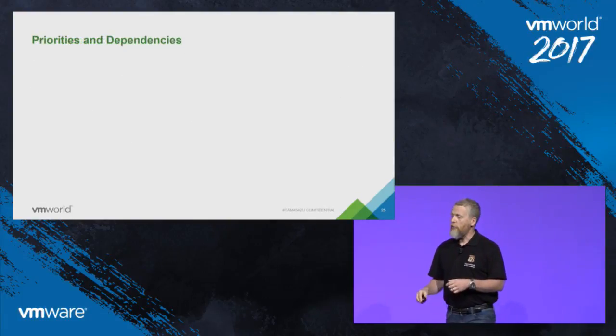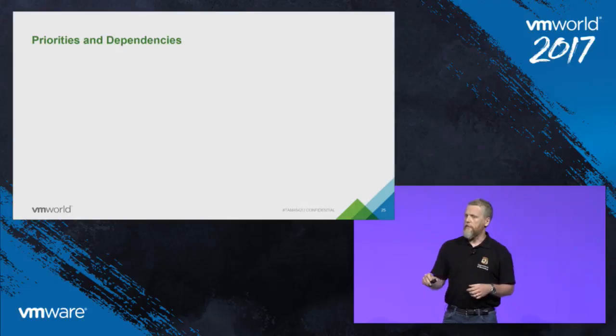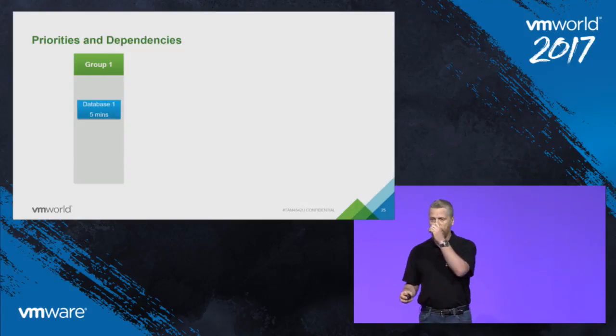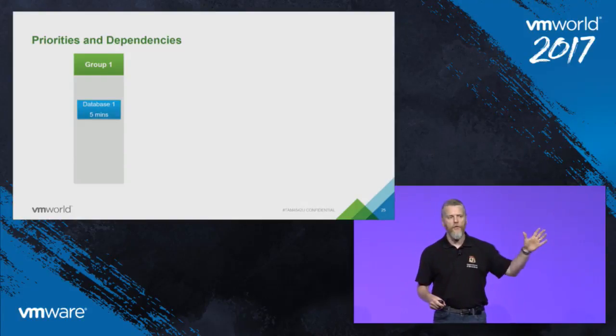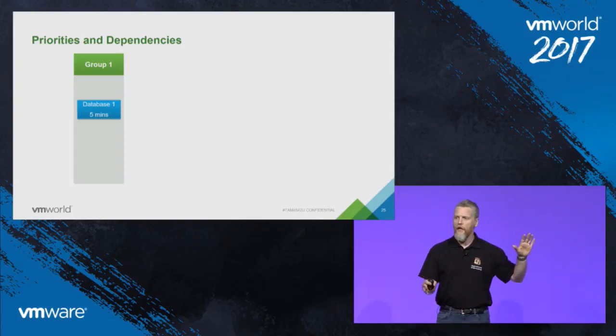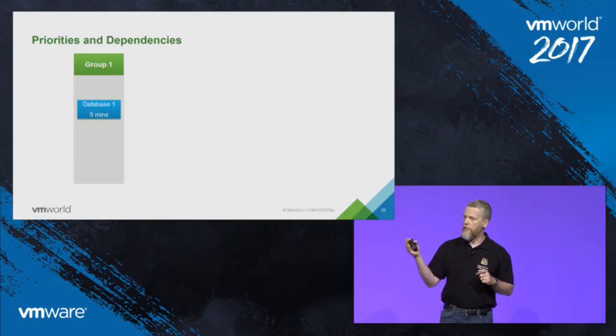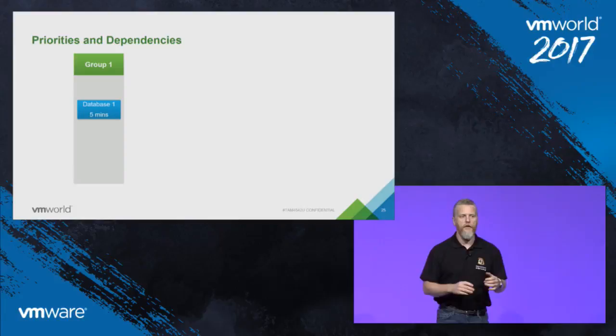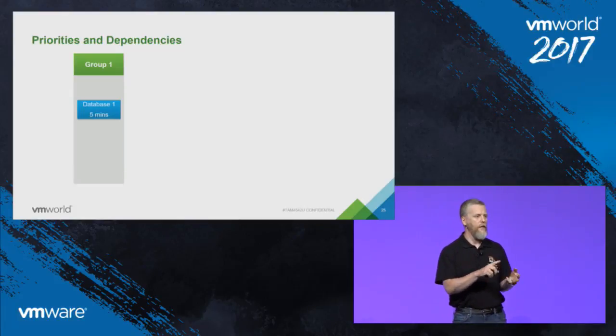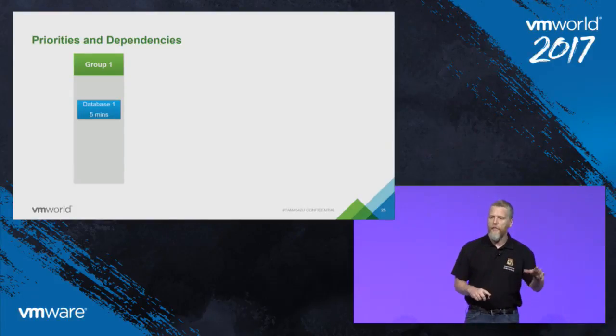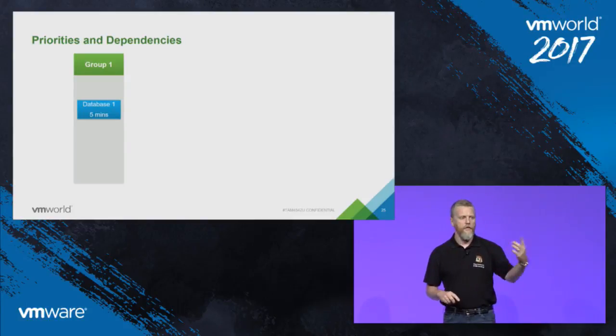So let's talk about priority groups, priorities and dependencies. Within SRM, there are 5 priority groups that you can organize your VMs in. And then within those priority groups, you can create dependencies as well. So let's take a quick example. Let's say that we have 2 applications, and our 2 applications are just basic 3-tier applications: database, app, web. And we need to make sure that they start up in that order, that the database server starts first, then the app tier, then the web tier.